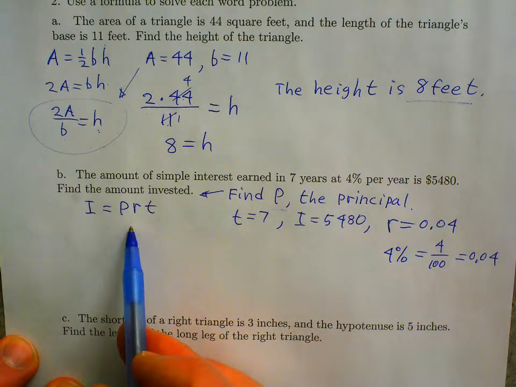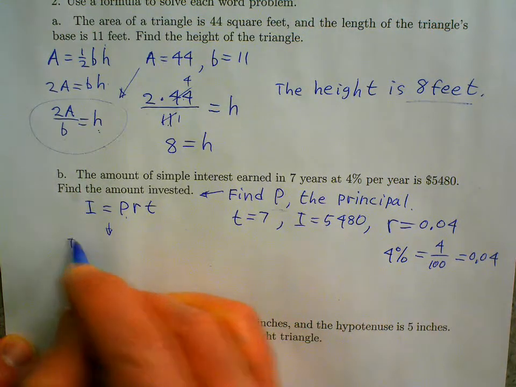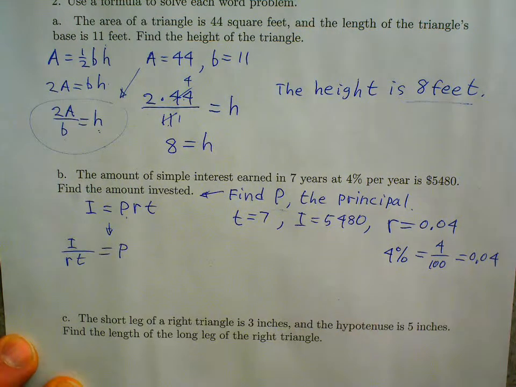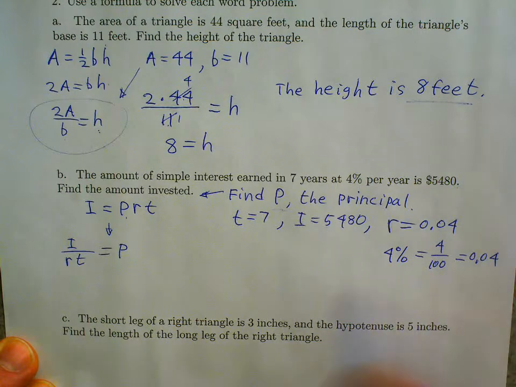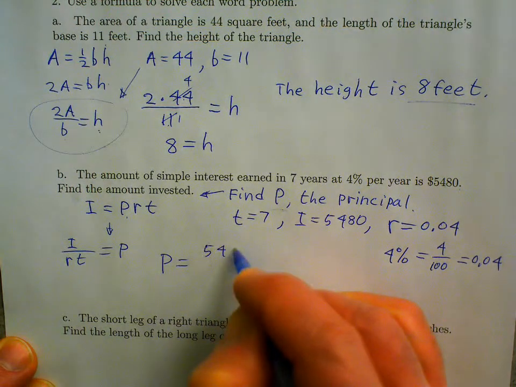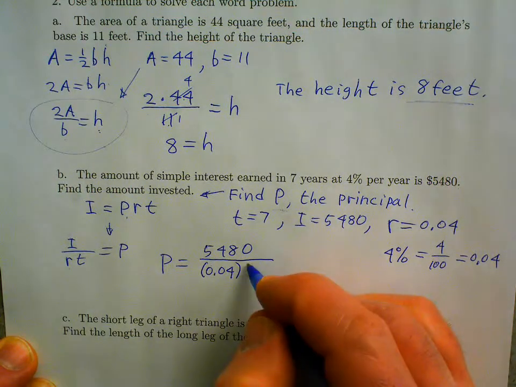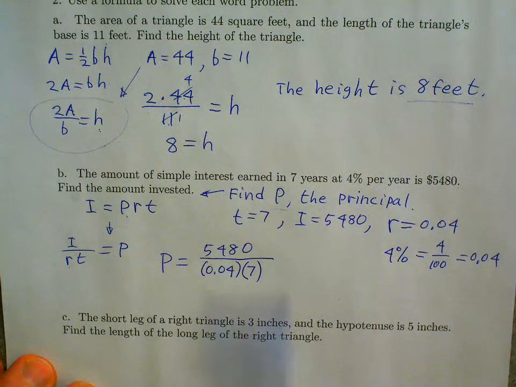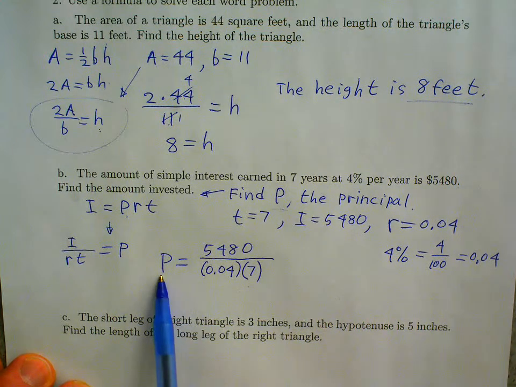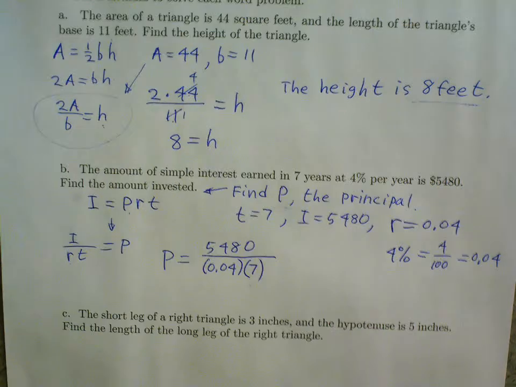We can go about answering this question in one of two ways. We can first solve this equation for capital P if we divide both sides by R times T. And then afterwards, replace I with 5,480. So P is equal to 5,480 over R, which is 0.04, times T, which is 7. Okay, I'll leave it in this form. You can use your calculator and come up with a whole number for capital P. Okay, let's move on to the next problem.